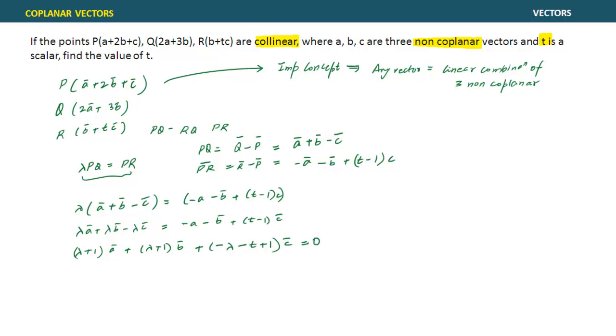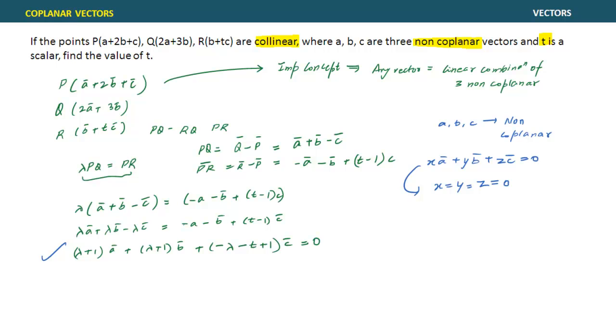Now, what is given to you? Let's go back. In the question, it was stated that a, b, and c are non-coplanar. Right, if they are non-coplanar and they are written as a linear combination, as here, we just did the application of the concept that then x should be equal to y should be equal to z should be equal to 0. This is the only possible way that non-coplanar vectors can be written in a linear combination.